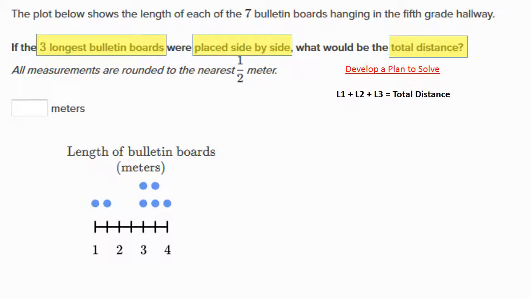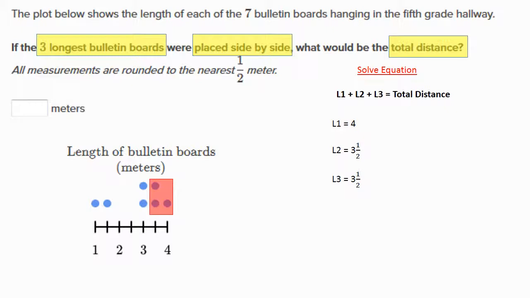Now that we have a plan to solve the problem, we need to identify the information from the line plot needed to solve it. As you can see, since the line plot goes from 1 through 4, and it's indicating how long in meters the bulletin boards are, the 3 dots all the way to the right are going to indicate the 3 longest bulletin boards. So we can say that L1 would be equal to 4, L2 would be equal to 3.5, and L3 would also be equal to 3.5.